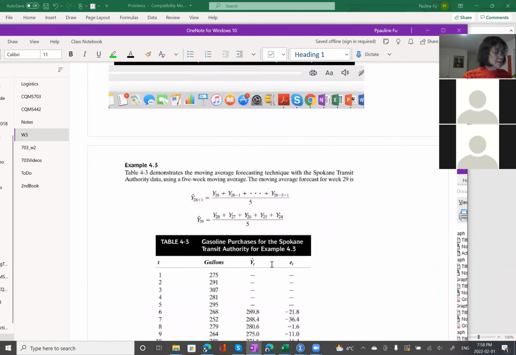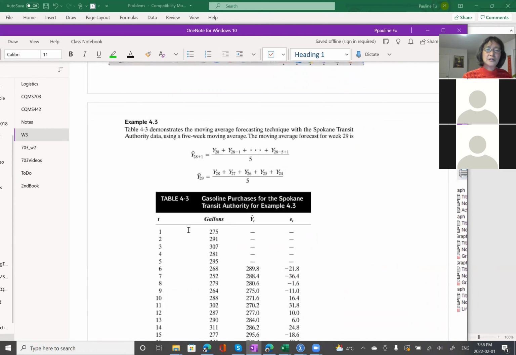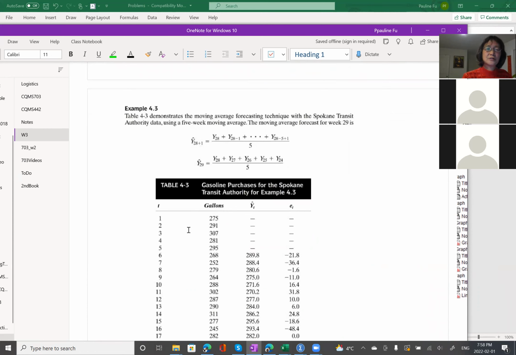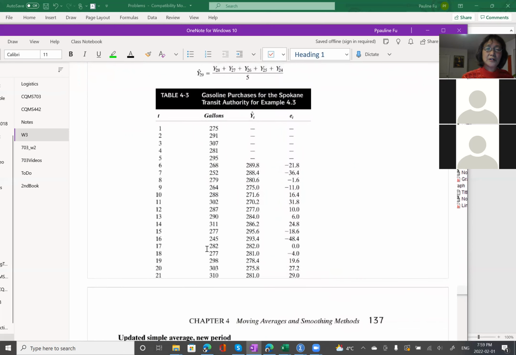Okay, the next example is the moving average. We are going to go over 4.3 using the moving average. So this is the original data.